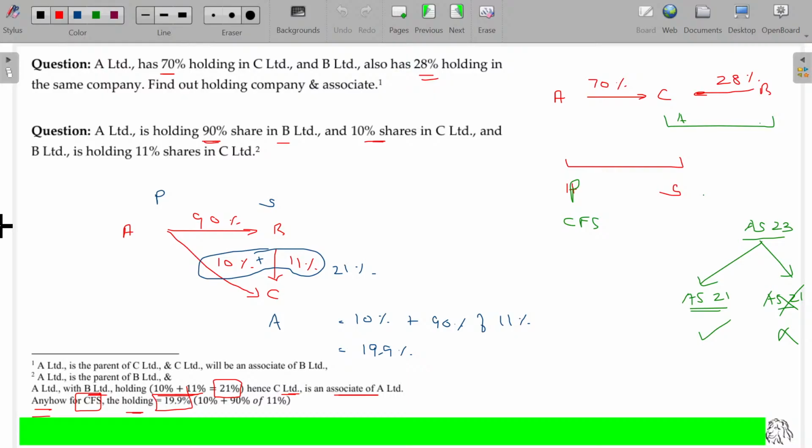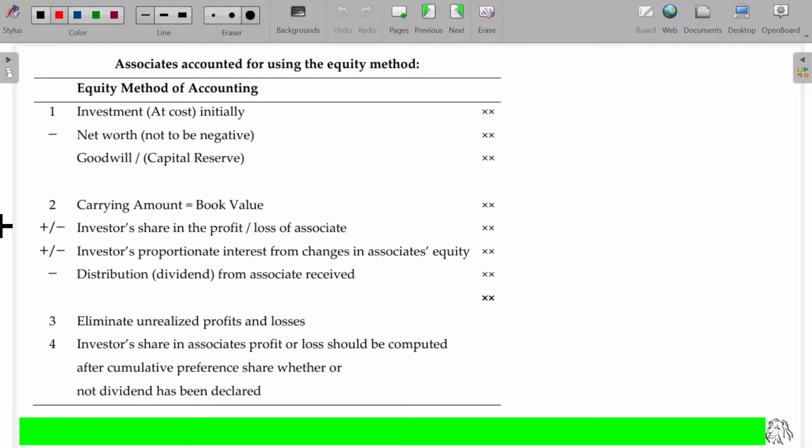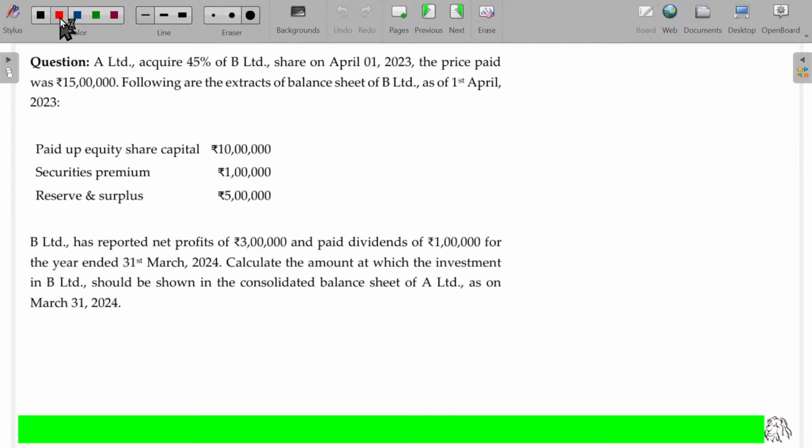Now, A Limited acquired 45% of B Limited shares on April 1, 2023. The price paid was 15 lakhs. Following are the extracts of the balance sheet of B Limited as on the date of acquisition. This is the balance sheet. B Limited has reported net profits of 3 lakhs and paid dividends of 1 lakh for the year ended.